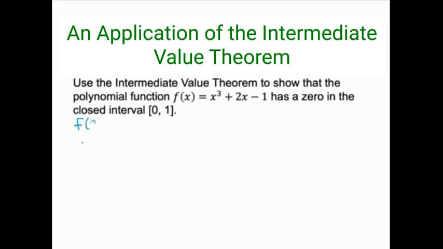So f of 0 equals 0 cubed plus 2 times 0 minus 1, which just equals negative 1. So notice that f of 0 is less than 0.